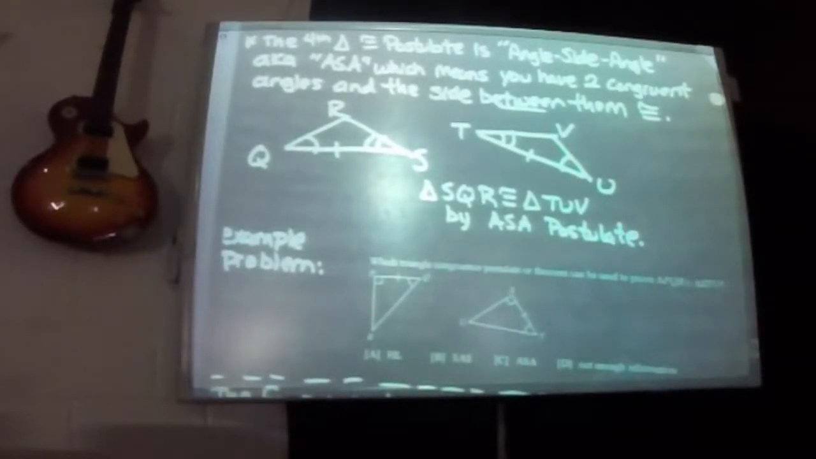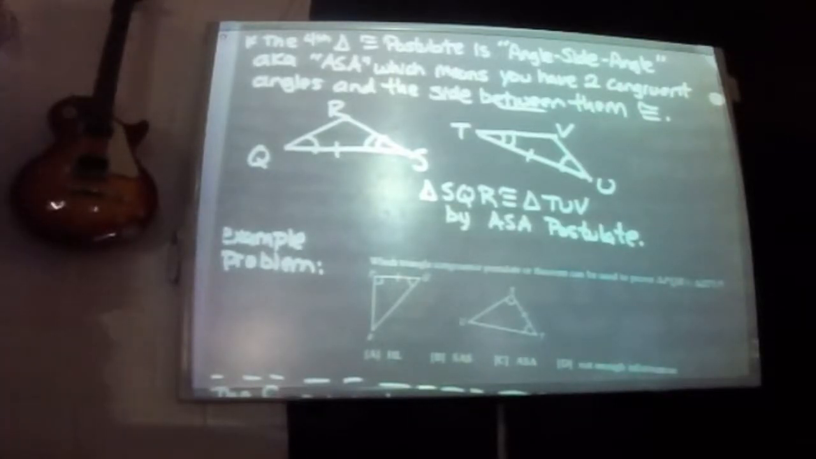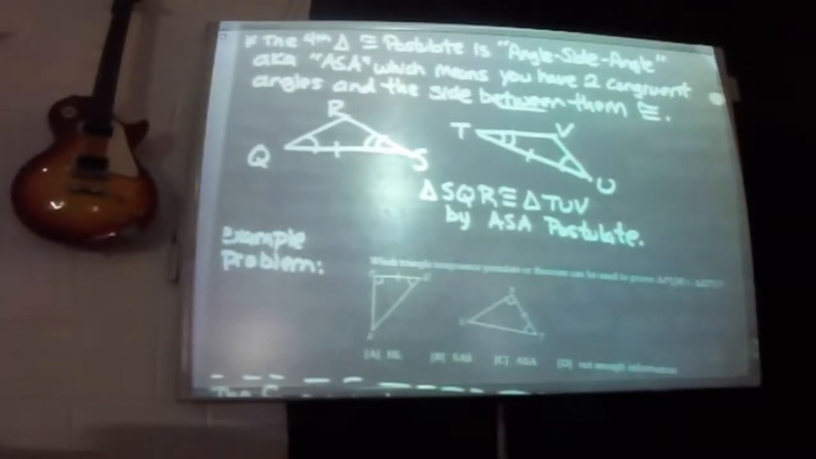Okay, before we do the fourth one, let's go back to what we have. First one was what? SSS. You got three sides congruent to three sides. Triangles are congruent. What was the second one? SAS. Two sides with an angle between them, congruent to two sides with an angle between them. What was the third one? AAS. You got two angles and the side that's not between them.